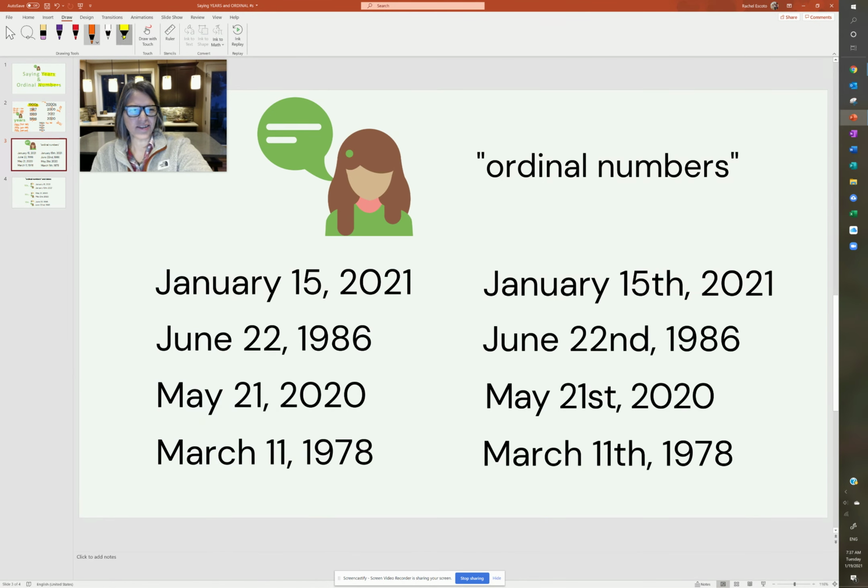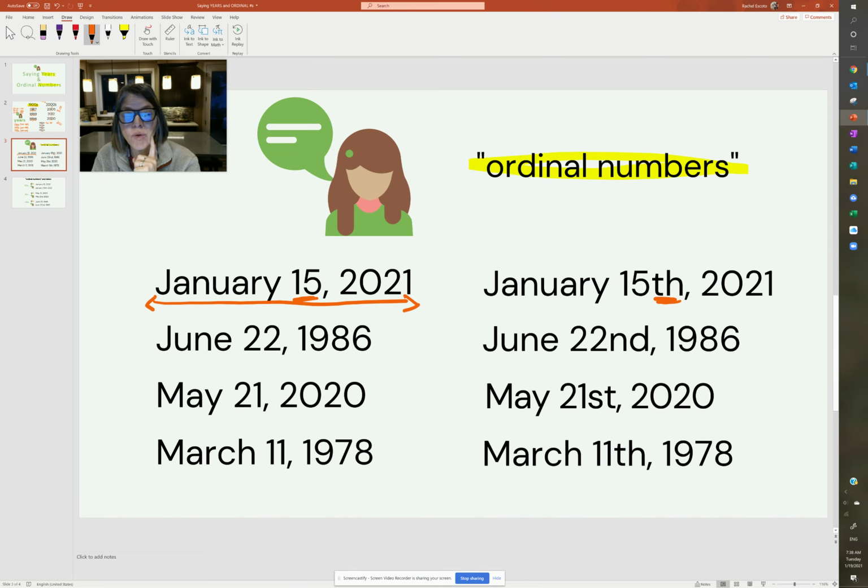And there's something else very strange, very crazy about dates in English. We write one number. When we write like this, but when we say it, we use something called ordinal numbers. And we will talk about ordinal numbers next week, but this is how it works. Instead of saying January 15, which is this number right here, we write, but we don't say January 15.